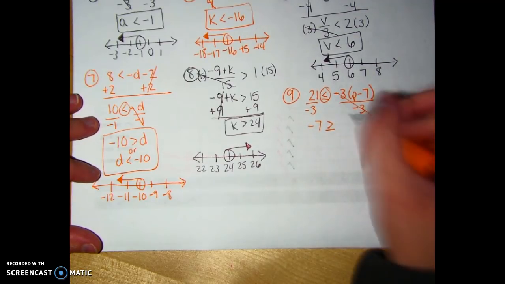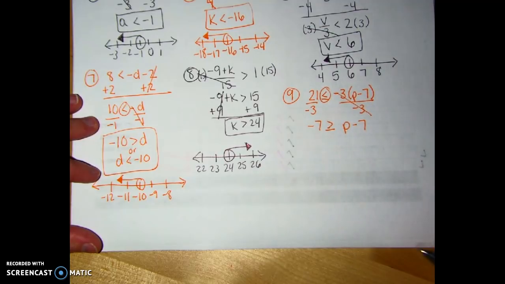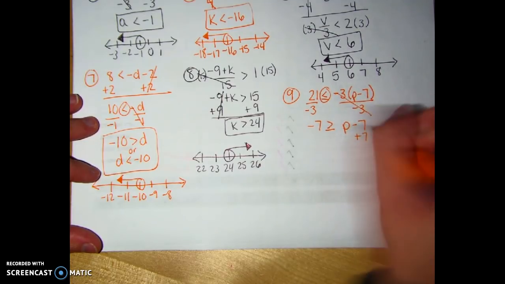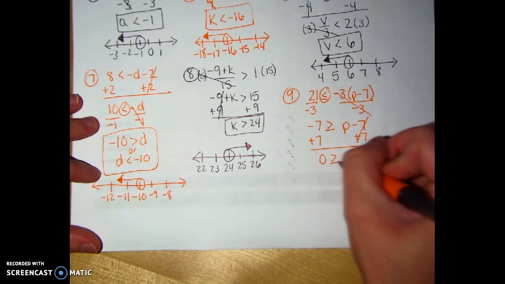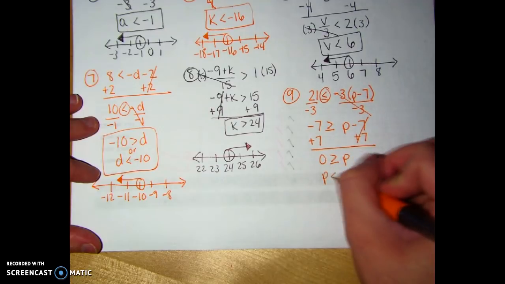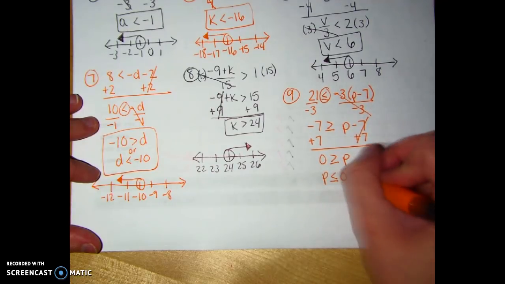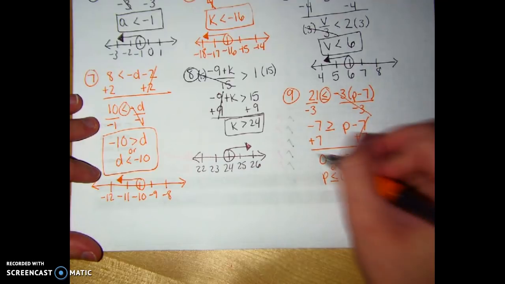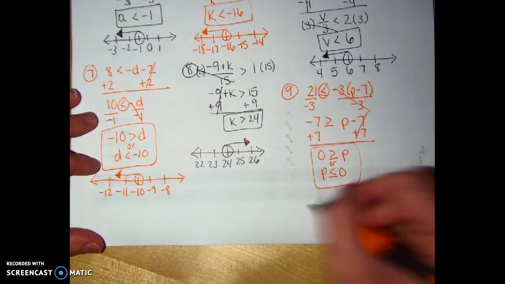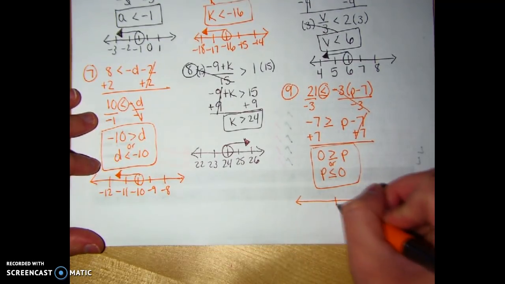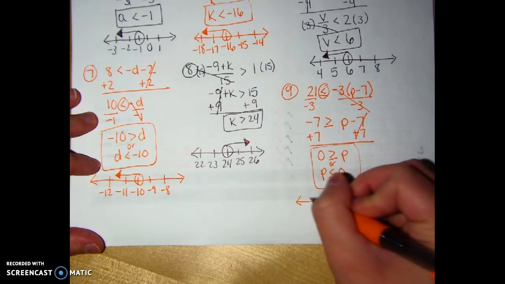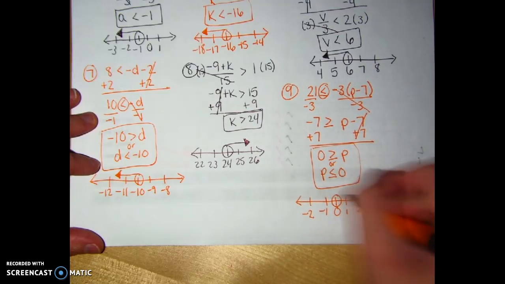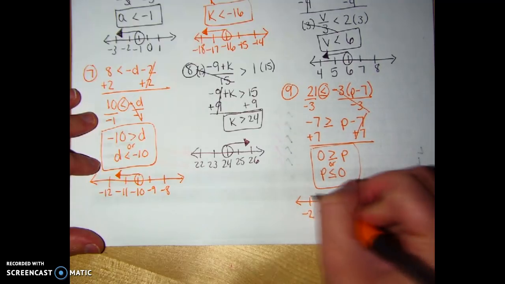And those cancel out, so that's p minus 7. Add 7 to both sides. -7 plus 7 is 0. And I'm going to flip it to put the variable on the left-hand side. You could have either one of those. And for my number line, 1, 2, -1, -2. Closed circle, because it's or equal to, and it goes to the left.